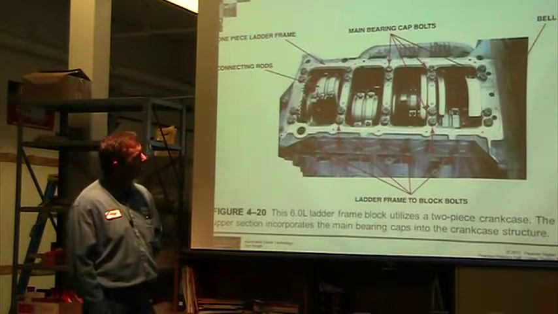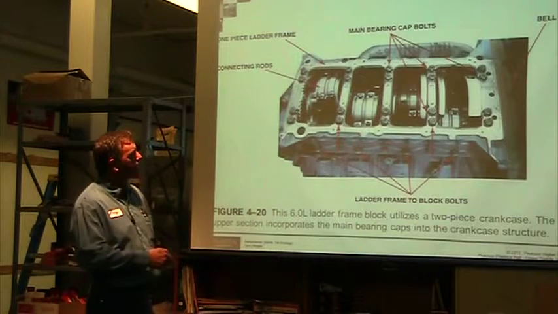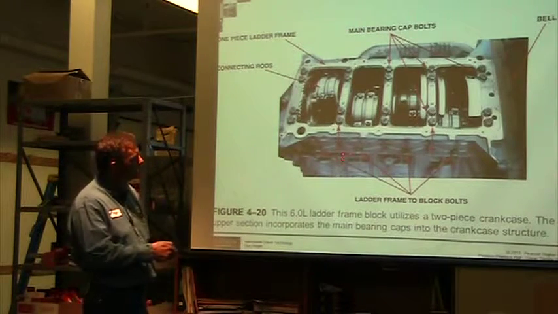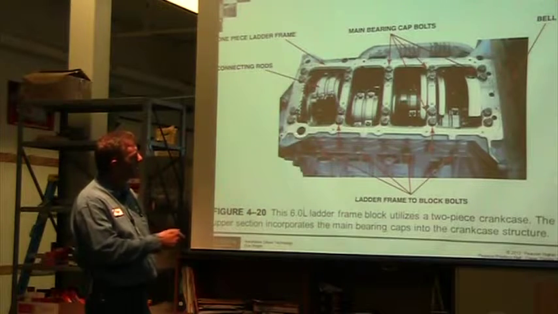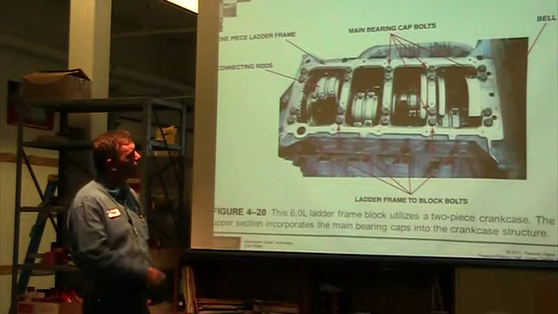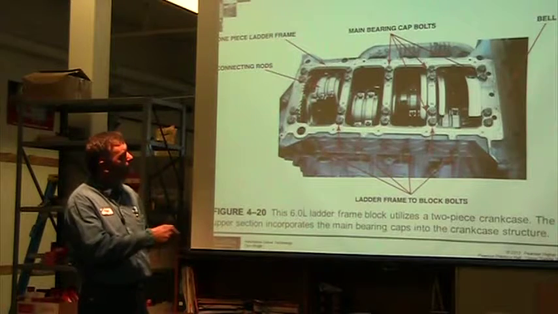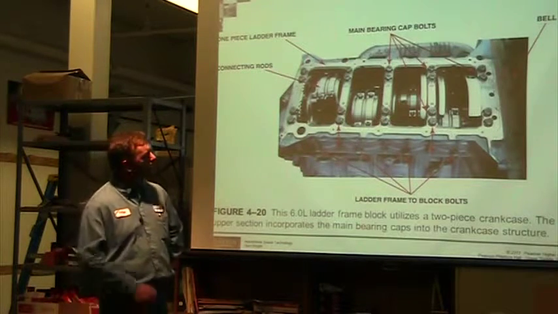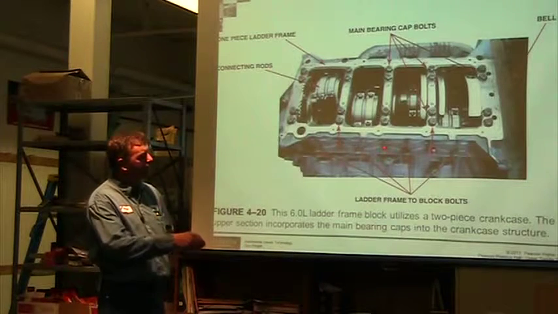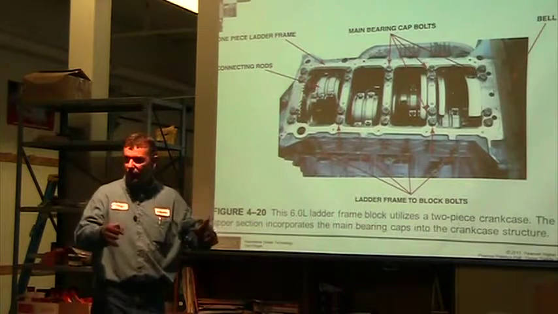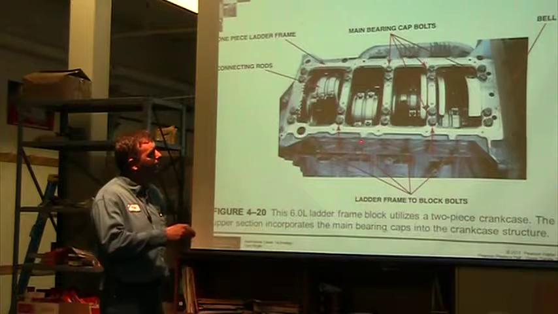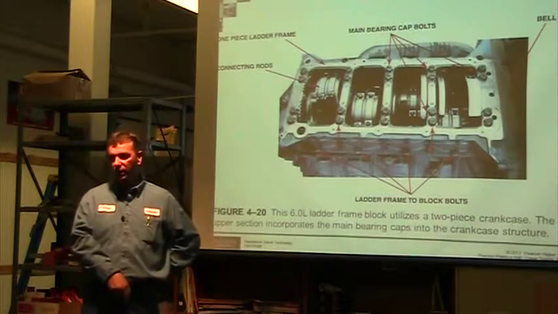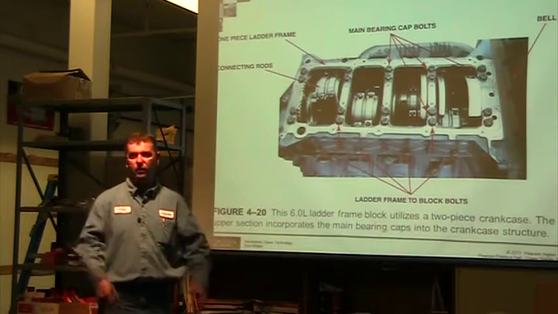So here's another ladder frame design. This is a picture without the pan on it. You have this seam here, and now we have a seam here, so we have two potential leak points. But you can see how we can have lots of bolts holding this together. We have bolts down here holding the ladder frame to the engine block, and then bolts that go through the ladder frame into the main block too. So lots of fasteners holding this whole thing together.